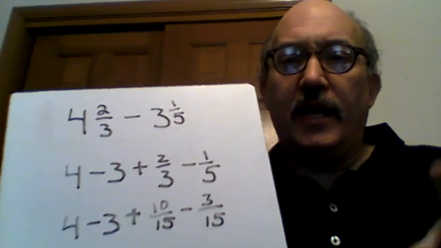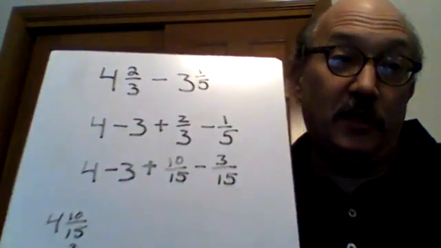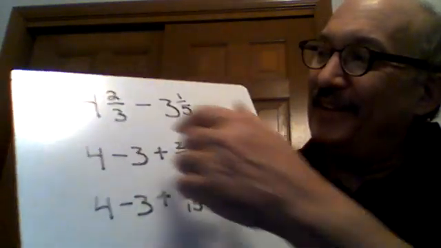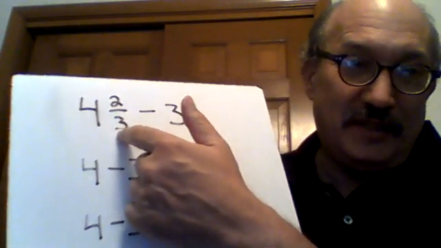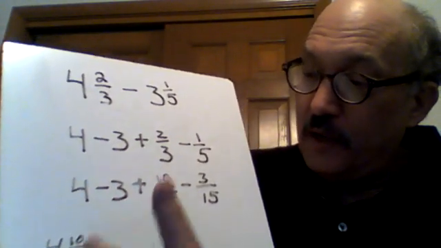Now, again, the vertical method would work fine here. If we were to set up this problem vertically, we would have 4 and 10/15 minus 3 and 3/15, right? And I'm assuming that we remember from the addition that the 2/3 is 10/15 and the 1/5 is 3/15. If we set this up vertically, 4 minus 3 is 1, 10/15 minus 3/15 is 7/15. This is the answer, 1 and 7/15.